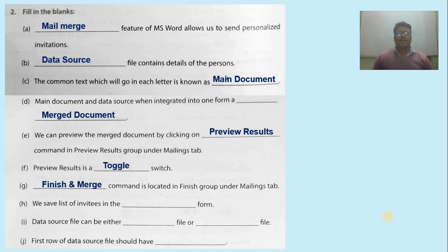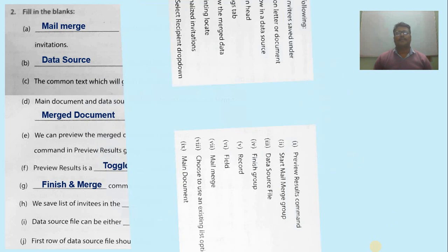Finish and Merge command is located in the Finish group under the Mailings tab. We save the list of invitees in tabular form. Data source file can be either a Word or Excel file. First row of the data source file should have column headings.